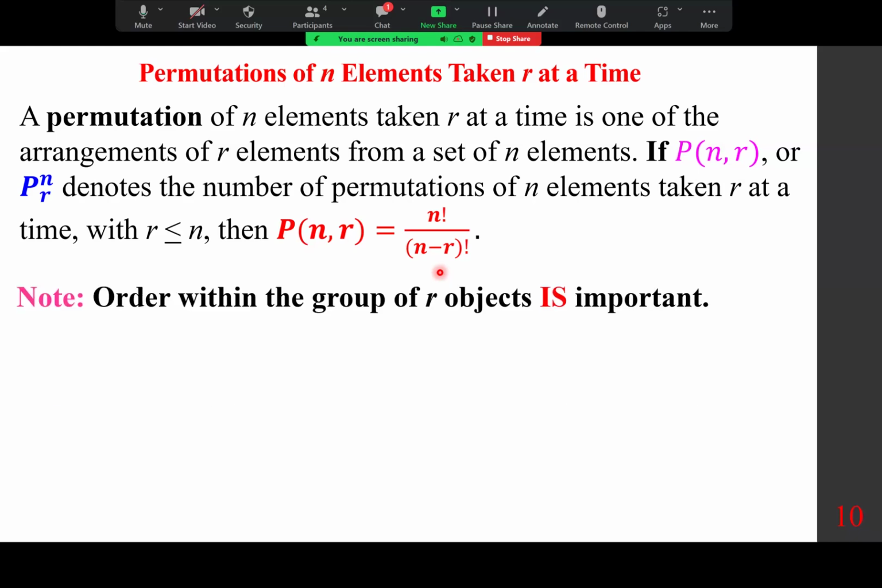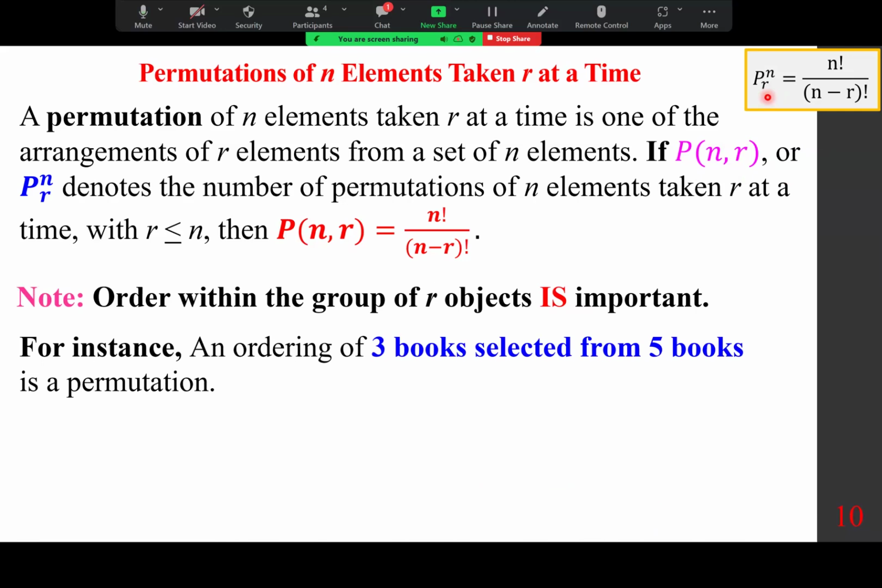Note, order within the group of r objects is important. Order is important. So we have this formula. For instance, an ordering of 3 books selected from 5 books is a permutation. Of course, we are assuming 5 different books, 3 different books we pick. None of the books is the same.